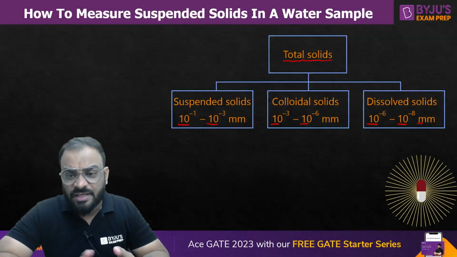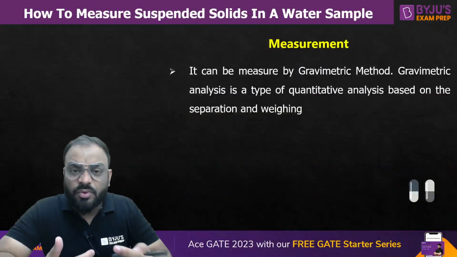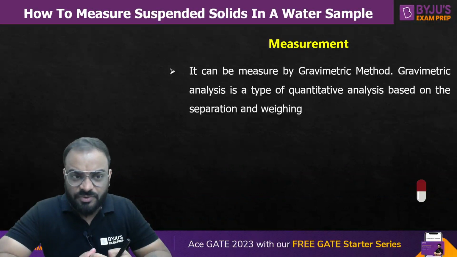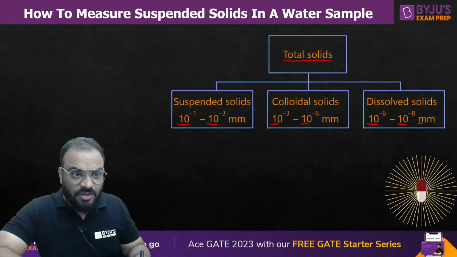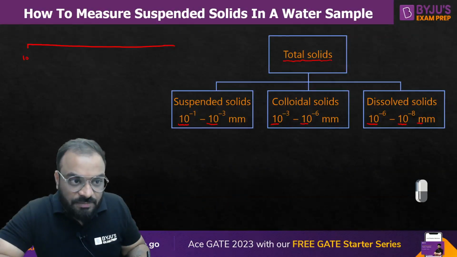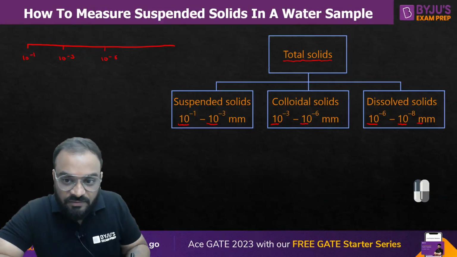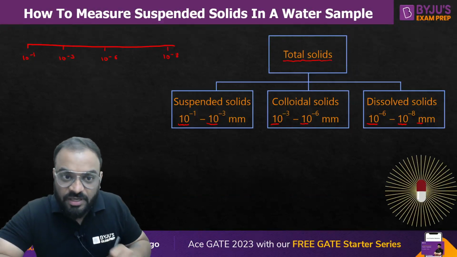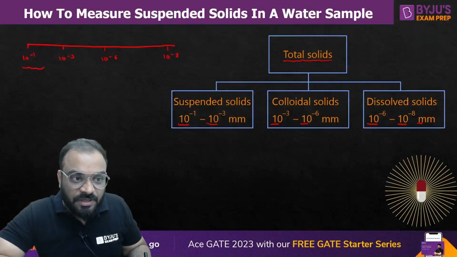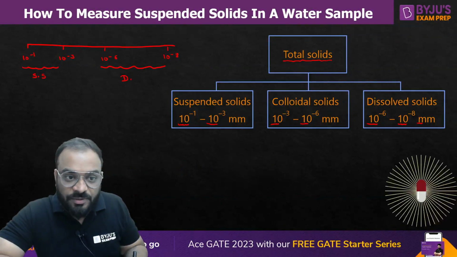Now guys, our task is to measure the suspended solid in this particular session, but at the same time we will discuss how to measure the dissolved solid also. Okay, now the question is how we can measure these types of solid. So let me bifurcate it in detail first. We have a size range, like 10 raised to power minus 1, then 10 raised to power minus 3, then 10 raised to power minus 6, then 10 raised to power minus 8, right? This particular part is known as suspended solid, this particular part is known as dissolved solid, and the middle one is colloidal solid, correct?